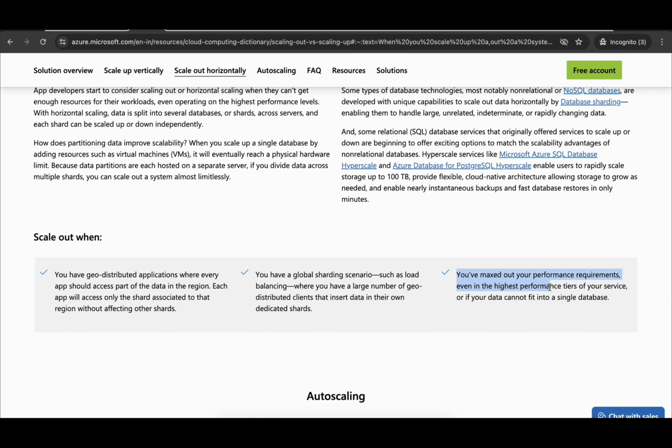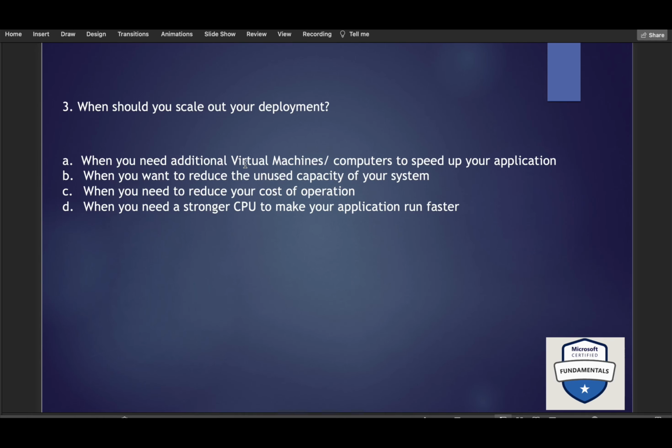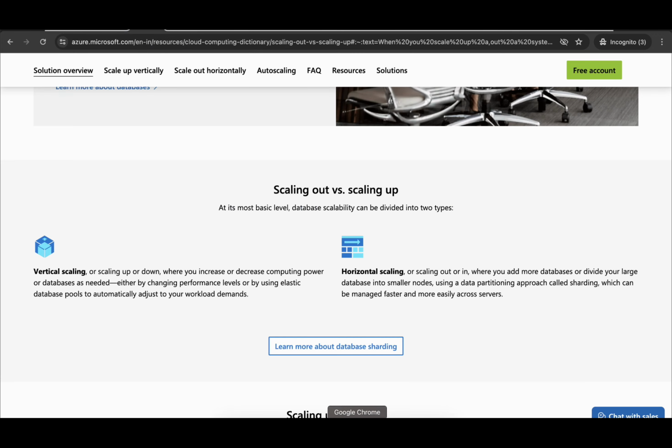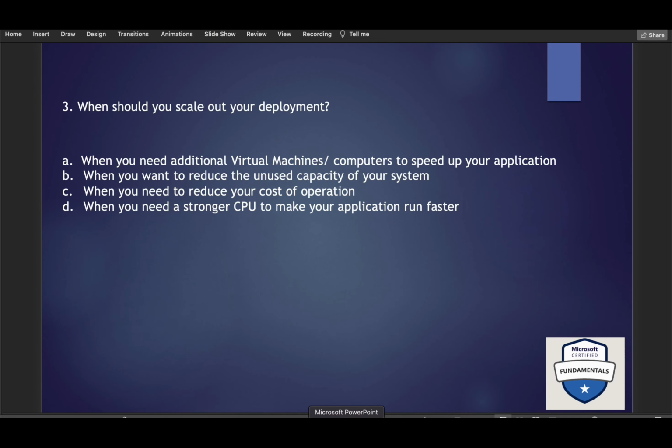So you have maxed out your performance requirements even in the highest performance tiers of your service, or your data cannot fit into a single database. So obviously, when you need additional virtual machines or computers to speed up your applications, the option is to scale out. By scaling out, you can divide your large database into smaller nodes, and that way the sharding approach will help you out. So the answer is A.